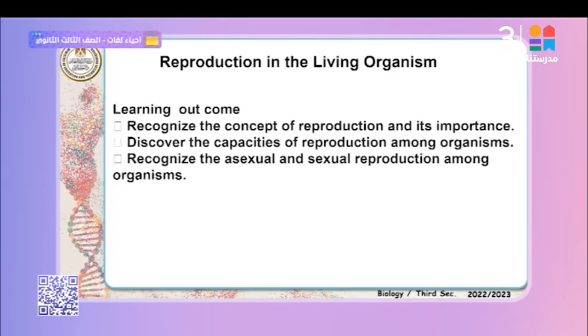At the beginning of this lesson and by the end of this lesson, students must recognize the concept of reproduction and its importance, discover the capacities of reproduction among organisms, and recognize asexual and sexual reproduction among organisms.